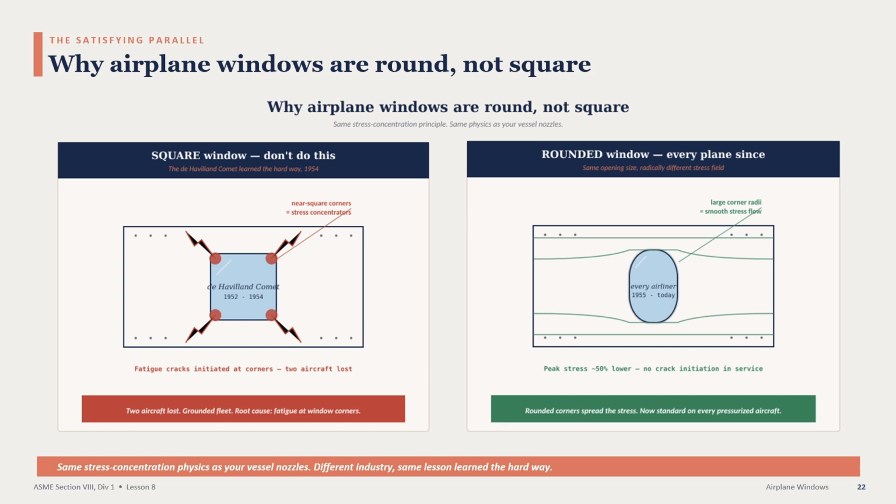Same stress concentration physics as your vessel nozzles. Different industry. Same lesson learned the hard way. When the Comet cracked, engineers around the world learned in one weekend what a decade of research would have taught them. Now, every pressurized aircraft, every submarine, every pressure vessel, every ship's porthole, they all have rounded corners for one reason, because loads don't like sharp corners.